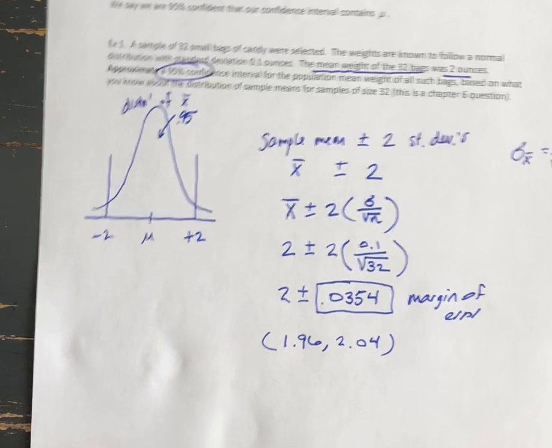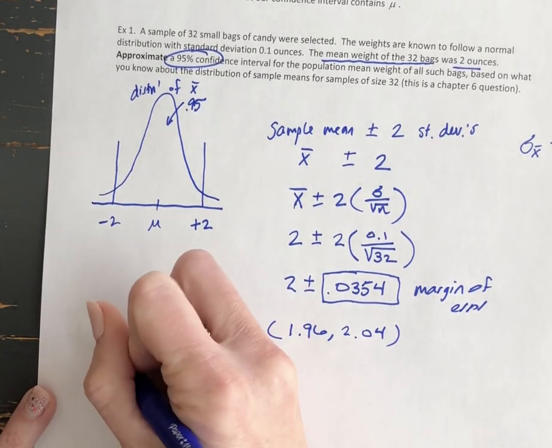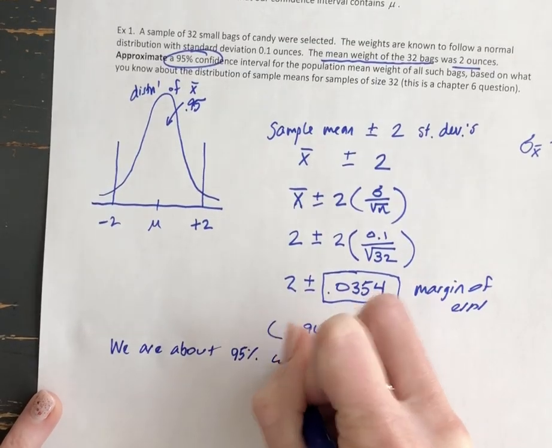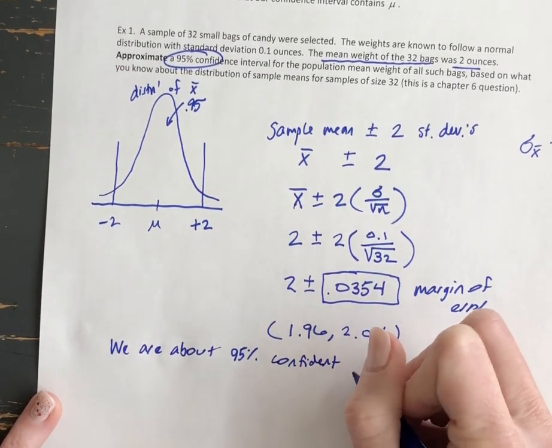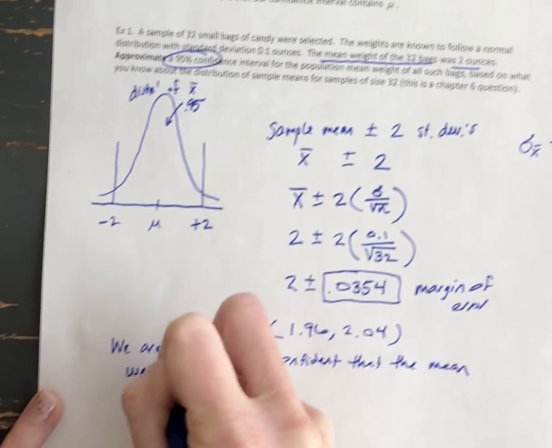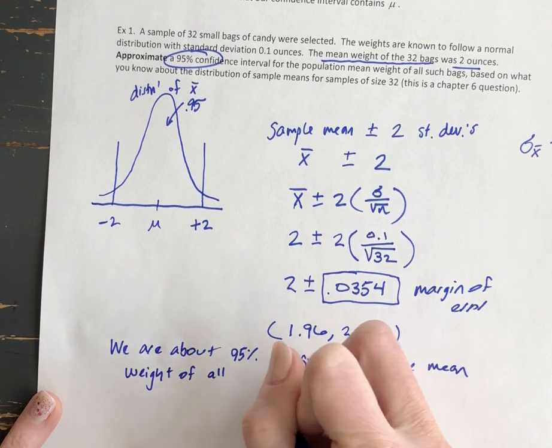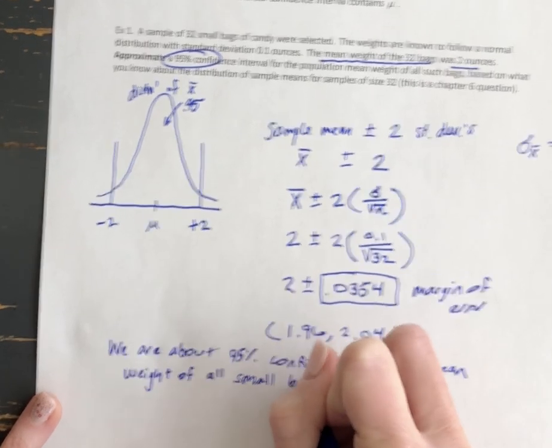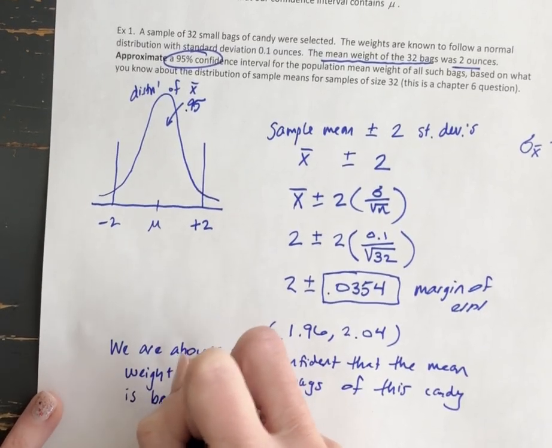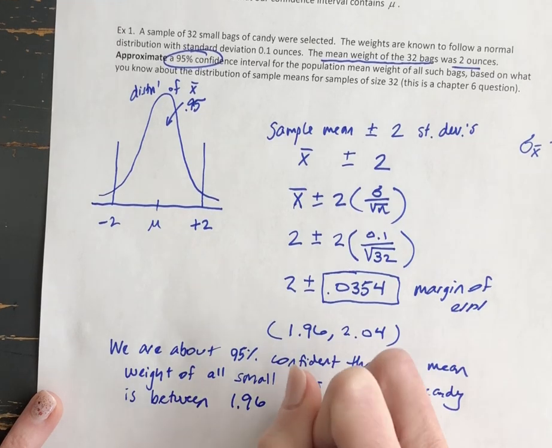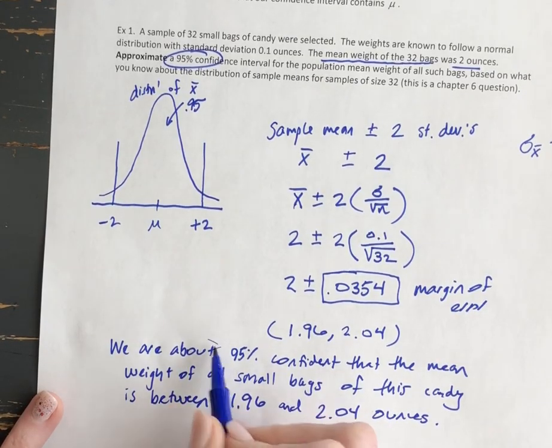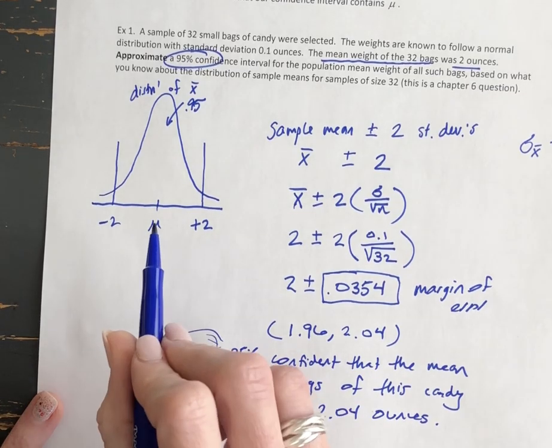And we can then get our interpretation of this interval, which says here we are about 95% confident that the mean weight of all small bags of this candy is between 1.96 and 2.04 ounces.